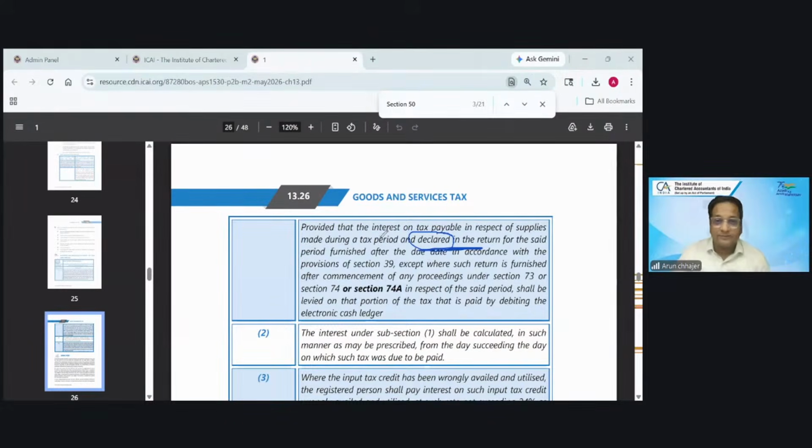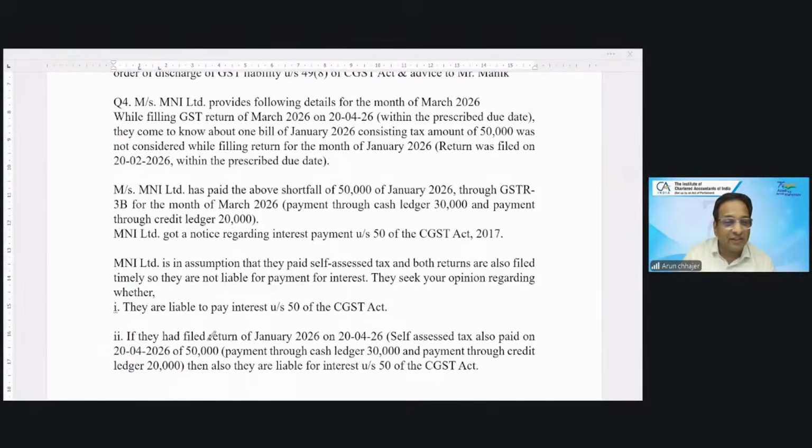Arun, once again, let me go through the question. I am in the second part, and in this part they have changed the question. They are saying that the return has been filed for January only on this date. So the 50,000 liability was pertaining to which month? January. And it has been reported in which return? January. Can we say that it is reported in the same tax period?